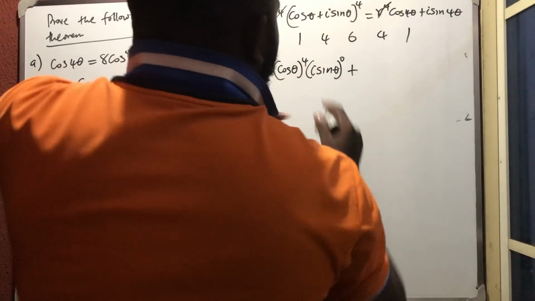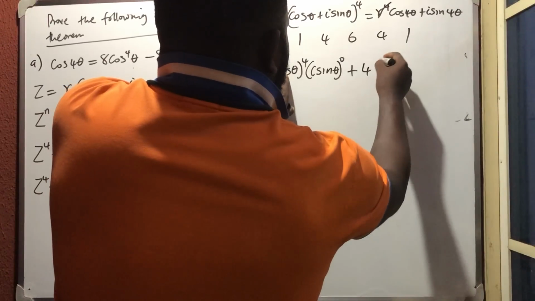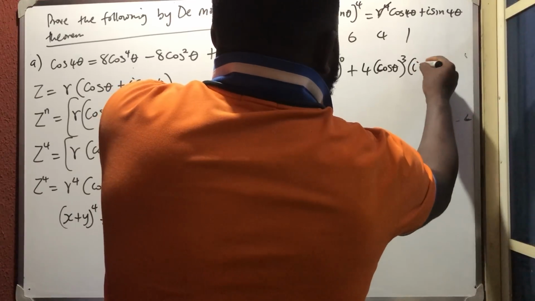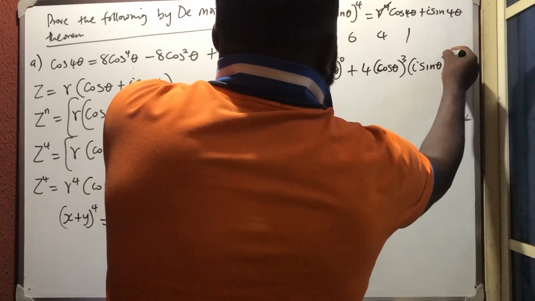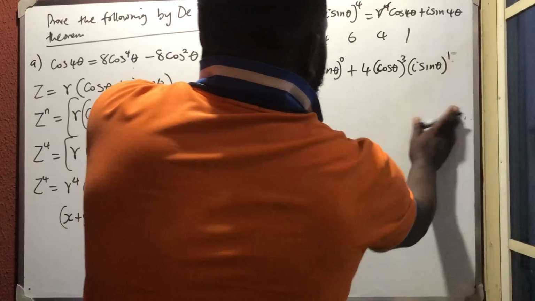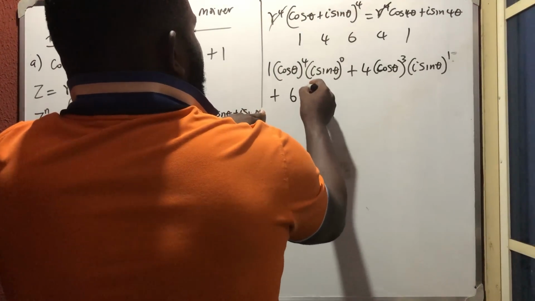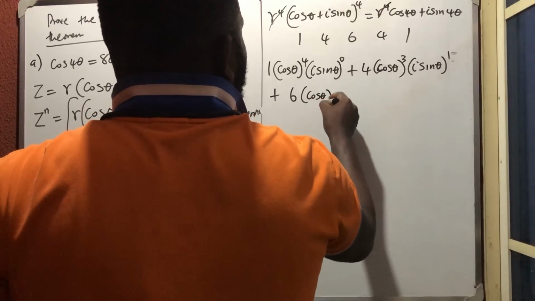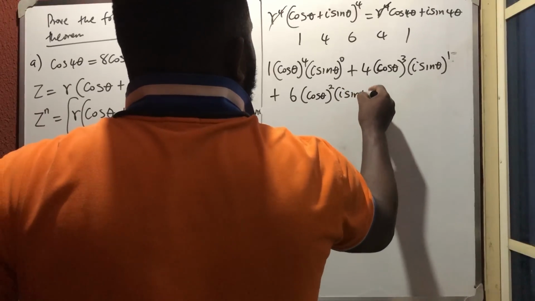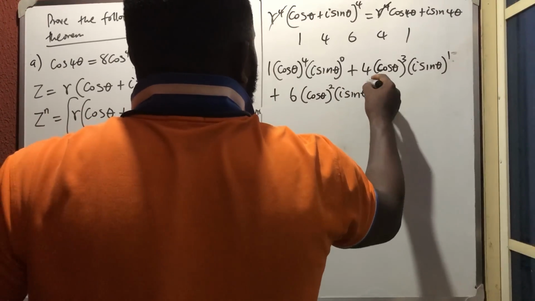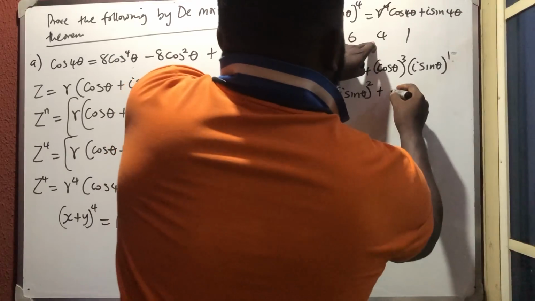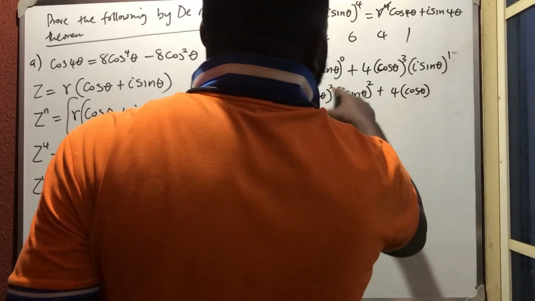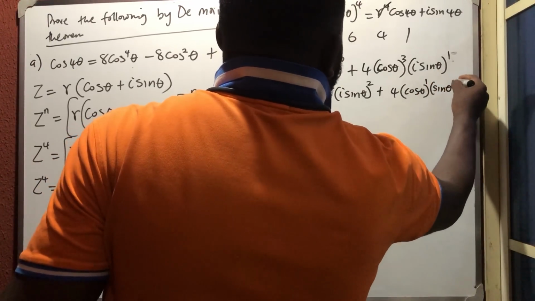So that is what we want to do here. Plus the other one, 4, where cos theta is raised to power 3 and I sine theta is raised to power 1. Let's continue. Plus the next one, 6, where cos theta is raised to power 2 and I sine theta is also raised to power 2. Plus the next one, 4, where cos theta is raised to power 1 and I sine theta is raised to power 3.